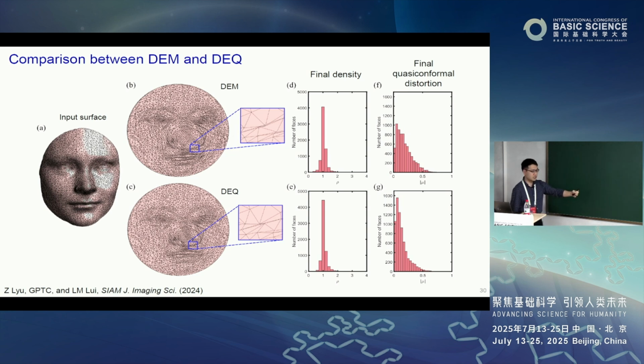And recall that if mu is 0, then that means the Beltrami equation is just the Cauchy-Riemann equation. And that means if mu is 0, then the mapping itself is a conformal mapping. So we can see that if we consider element-wise, then the Beltrami coefficient is actually quite a bit closer to 0 when compared to the DEM. And that means the DEQ actually gives us improvement in terms of both the bijectivity and also the conformal distortion.